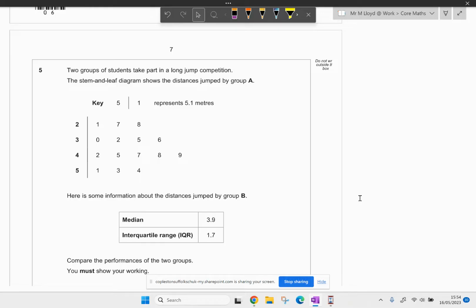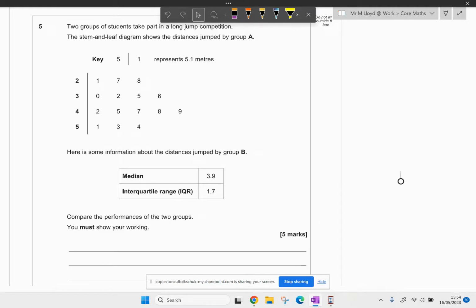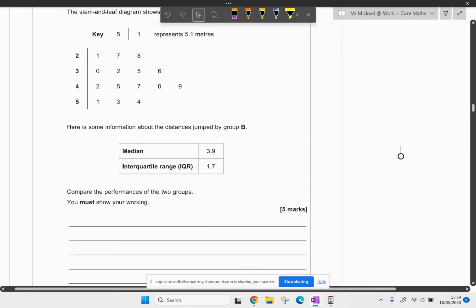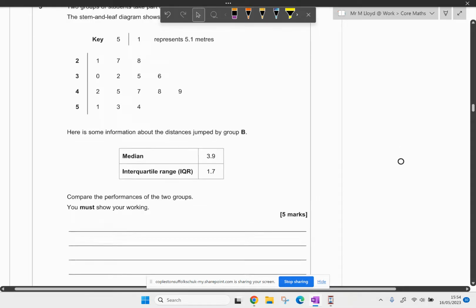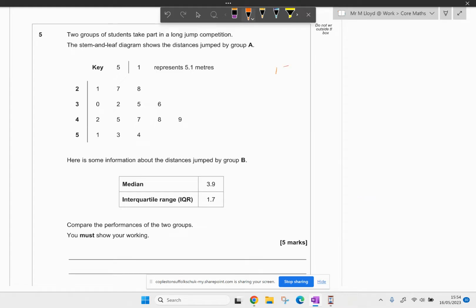The stem and leaf diagram shows the distances jumped by group A, where 5 line 1 equals 5.1 meters. Here is some information about the distances jumped by group B, the median, the interquartile range. Compare the performances. So we're going to compare the median and we're going to compare the interquartile range, I guess. So how many have we got? It doesn't say. Brilliant. 3, 7, 10, 11, 12, 13, 14, 15 bits of data.